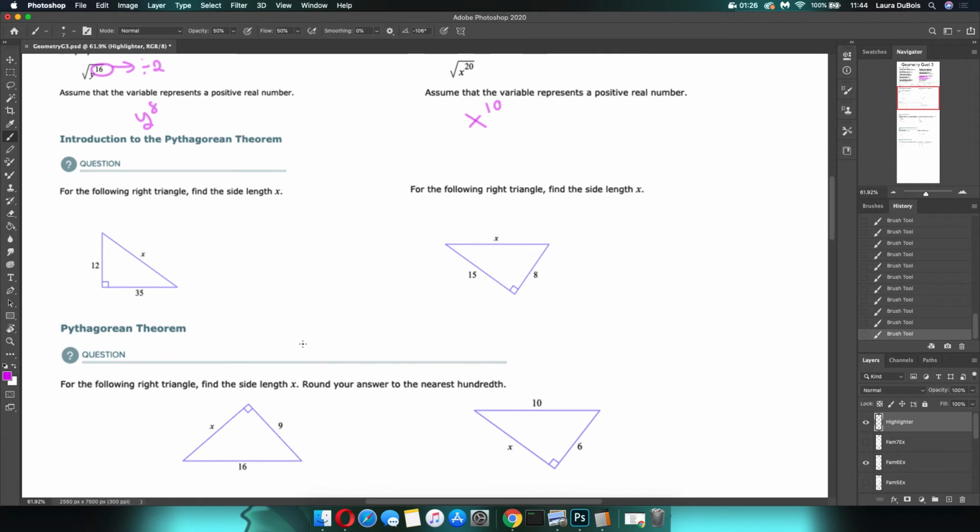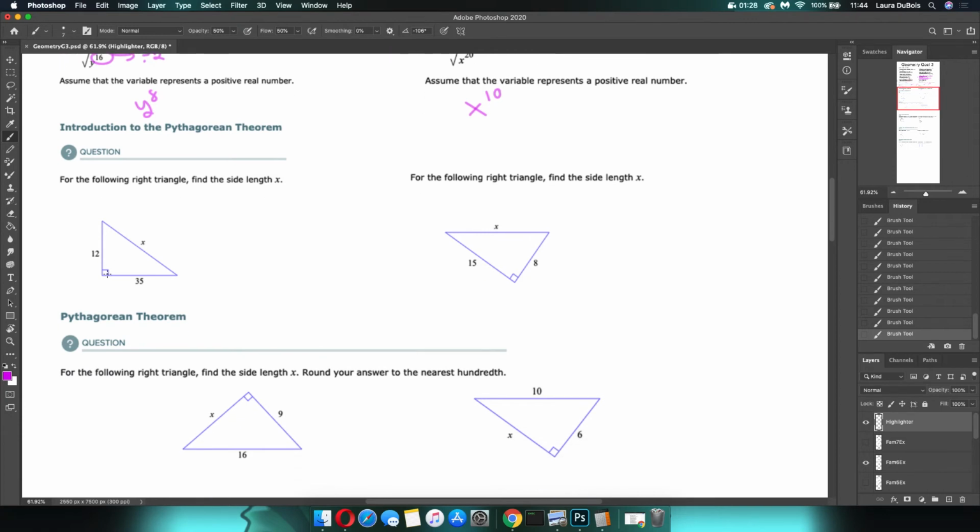Now, Pythagorean Theorem. This is the important one. That's your hypotenuse, which always means that this is your C. A and B, it doesn't matter which one is which. C does matter. So let's see here.